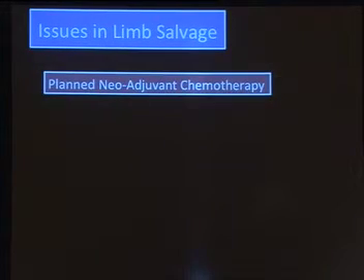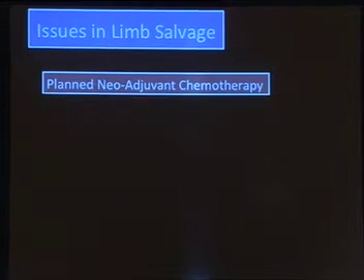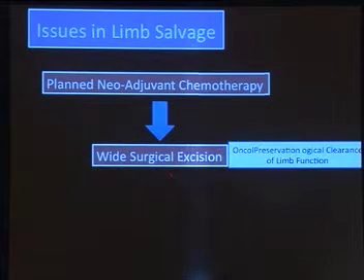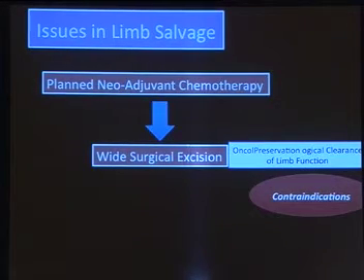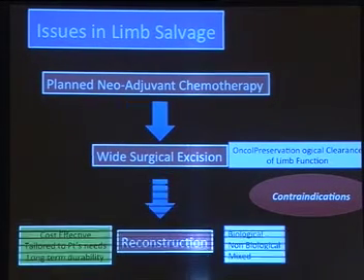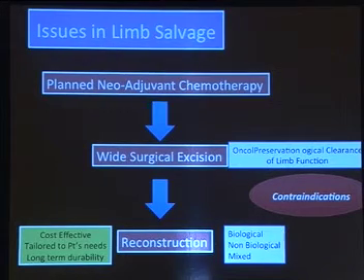Let's come to limb salvage surgery. Now, we are just going to repeat what we have spoken of through the morning. After a planned neoadjuvant chemotherapy, you go for wide surgical excision. The two most important components of this wide surgical excision are that you preserve the function of the limb, and at the same time achieve oncological clearance of the tumor. Of course, there are certain contraindications to limb salvage surgery. And that excision will be followed by reconstruction, which should be cost effective, tailored to the patient's need, and should have long-term durability.